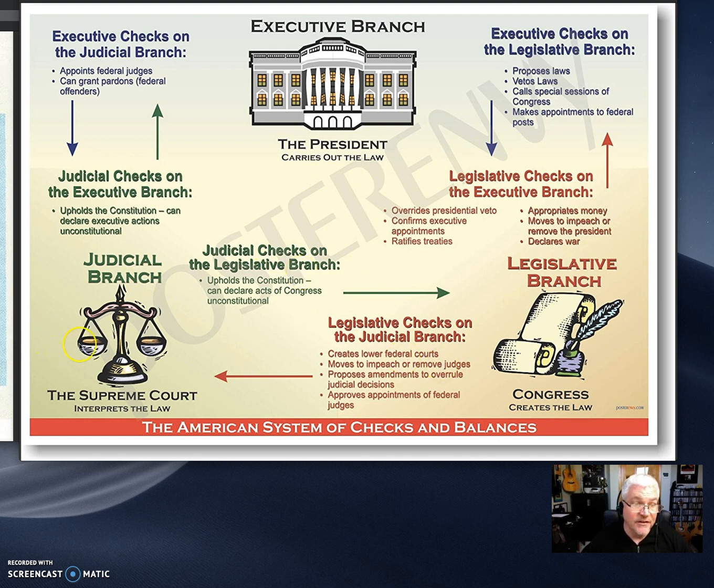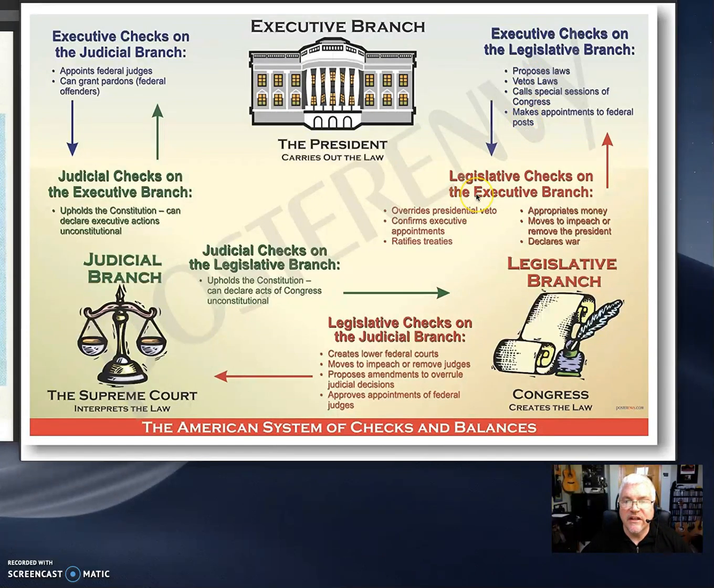Legislative checks on the judicial branch: create lower federal courts, move to impeach or remove judges, propose amendments to overrule judicial decisions, and approve appointments of federal judges. Okay? Executive checks on the legislative branch. They propose laws. The president can veto laws. He can call a special session of Congress, and he makes appointments to federal posts.